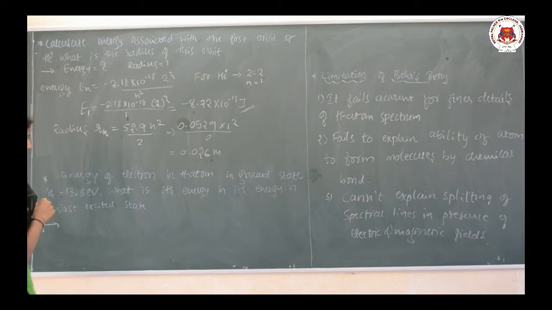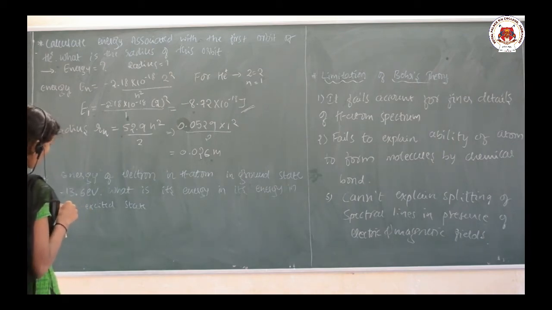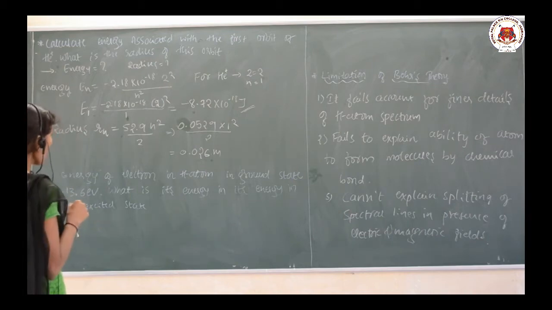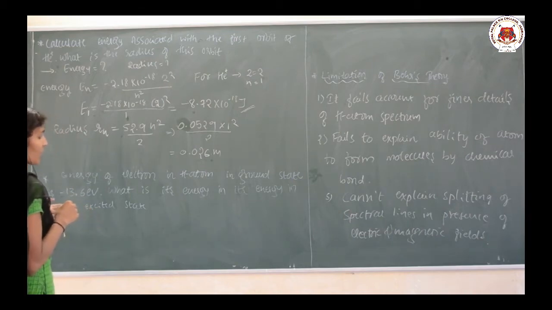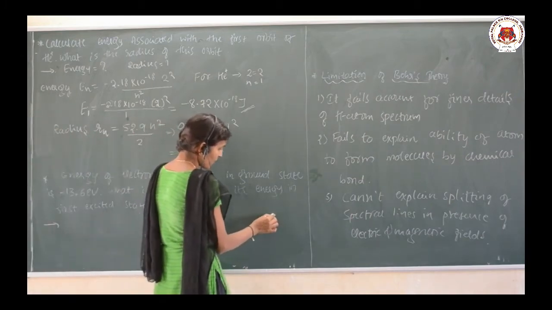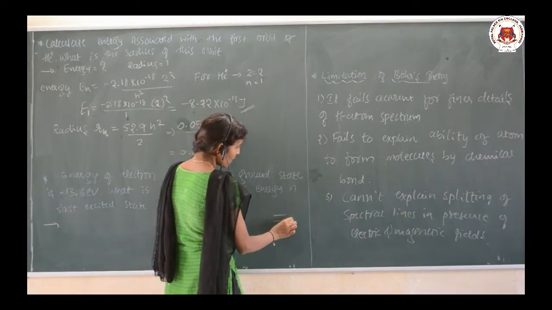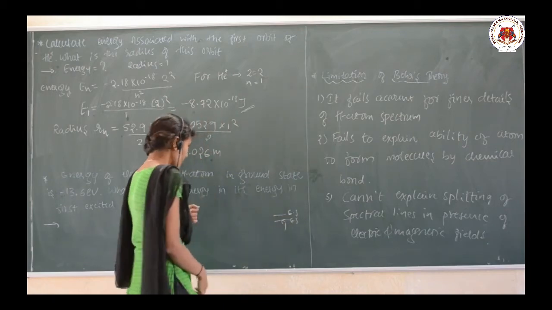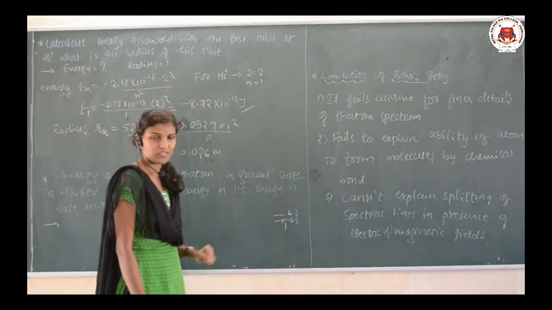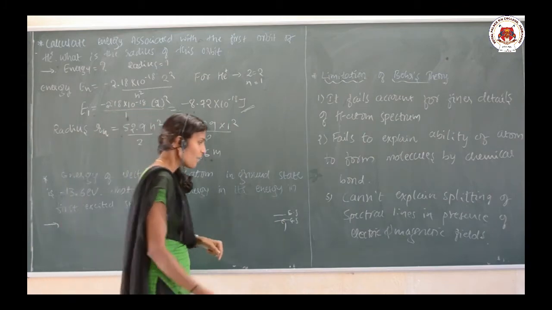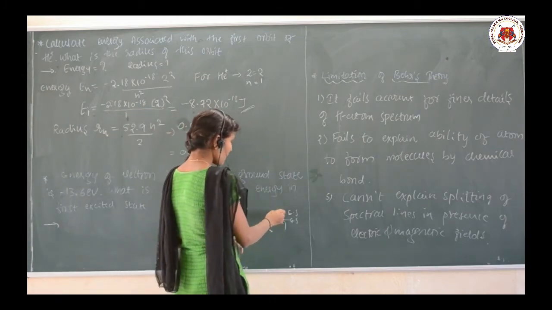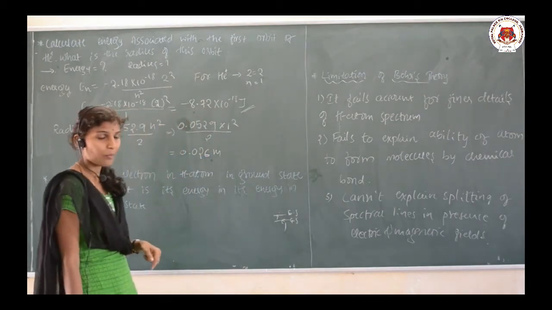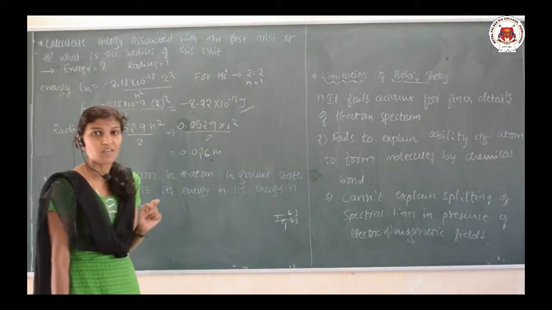The energy of an electron in the hydrogen atom in the ground state is minus 13.6 electron volt, and what is its energy in the first excited state? Suppose this is the hydrogen atom, and it has lower energy levels: this is the ground state, and this is the excited state. They have given the energy of an electron present in the ground state. The question is, when it is excited to the first energy level, what will be its energy?